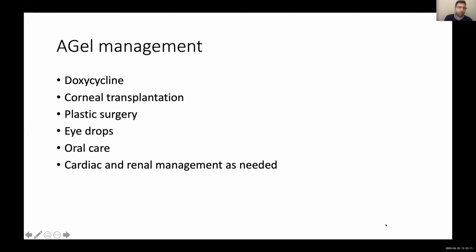There's no specific treatment, unfortunately, for this condition. Doxycycline could be used because it non-specifically disrupts amyloid fibrils. And then all the other treatments are symptomatic. So if the vision is impaired, one can have corneal transplantation. If the facial disfiguration is bothersome, you can have plastic surgery. If the eyes are dry and the mouth is dry, you can have eye drops and oral care. And whether the heart and kidney are involved, then the management would be as needed.